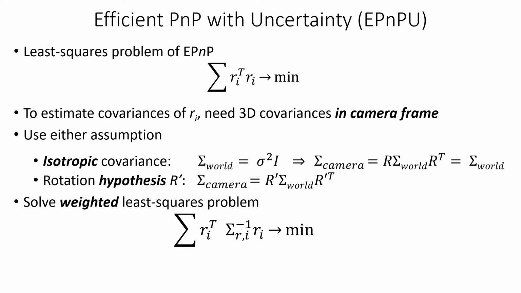EPNP solves a least squares problem. To estimate covariances of the residuals, we require 3D covariances in the camera frame. We assume either isotropic covariance or a known rough rotation hypothesis. Finally, we solve a weighted least squares problem. We also obtain a generalization of the DLS solver in the paper.